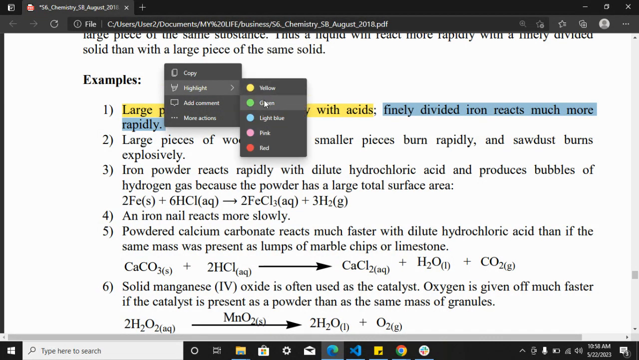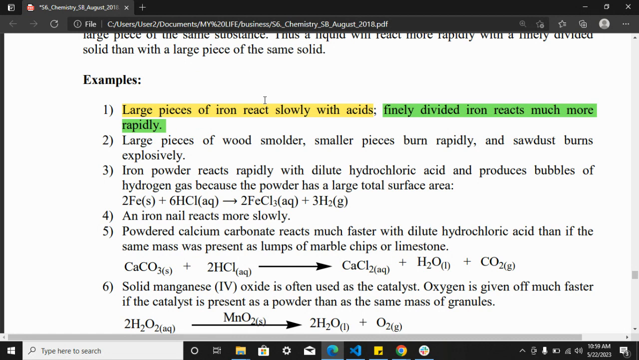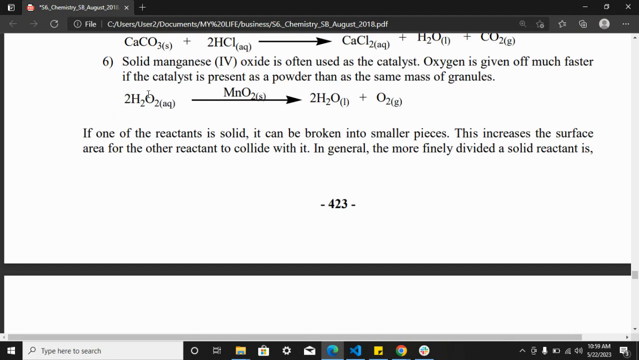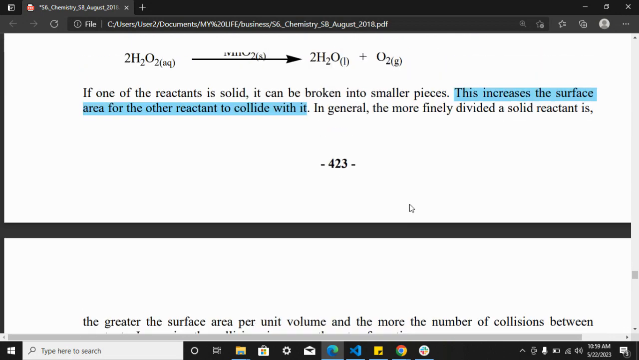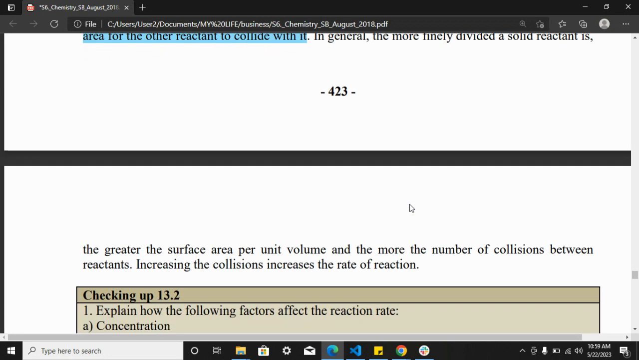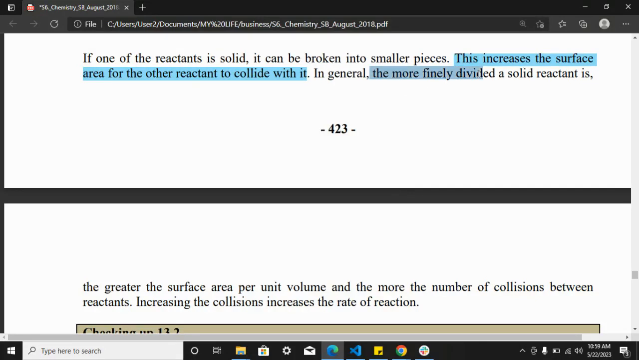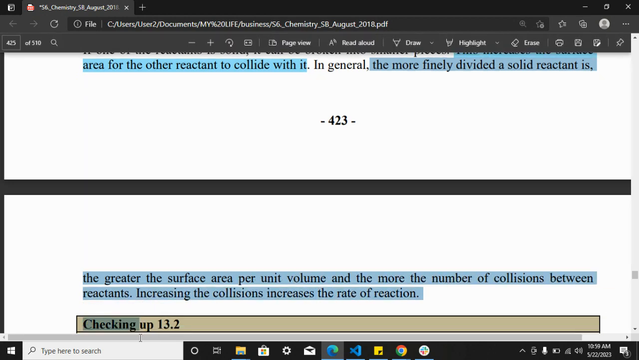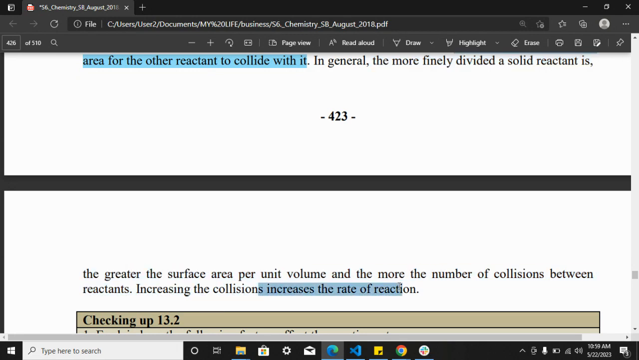If we make the iron small, how will its reaction be? It gets faster. So that is what they are saying: if one of the reactants is solid, it can be broken into smaller pieces, increasing the surface area for the other reactant to collide with, right? The smaller the particles, the smaller it gets. So in general, the more finely divided a solid reactant is, the greater the surface area per unit volume, and the number of collisions between reactants becomes larger, and this increases the rate of reaction.